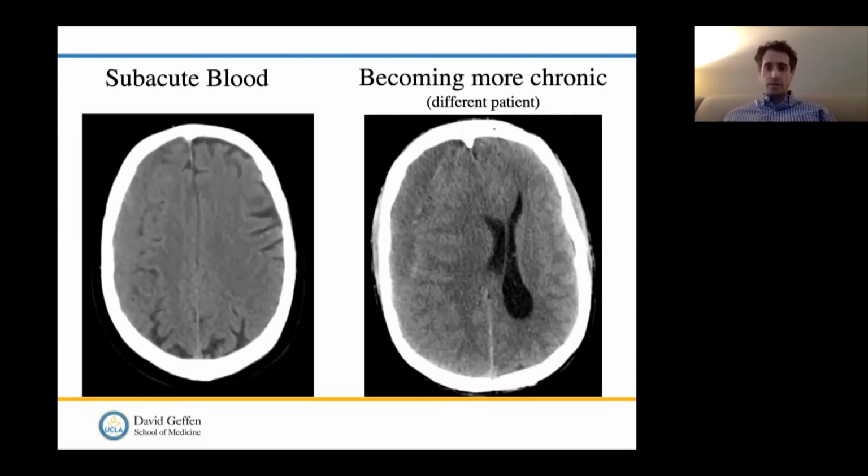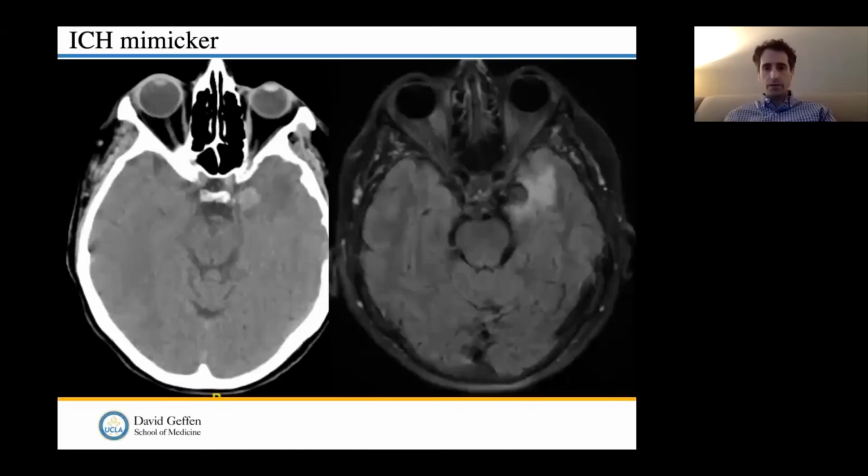And as blood becomes more chronic, it becomes darker or hypodense on a CT scan. And oftentimes patients with large chronic subdural hematomas can present with extensive midline shift, which we see here on the right side, because the brain has slowly adapted to this over time. If this were a patient presenting with an acute hemorrhage and this much shift, that patient would be in big trouble. If we could go forward.